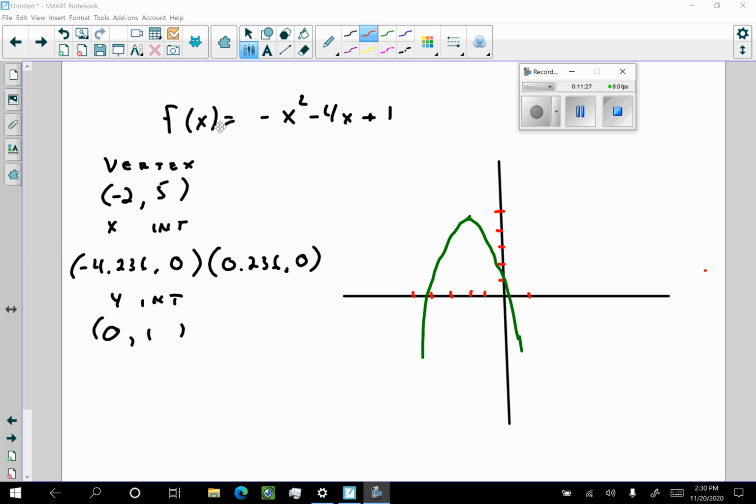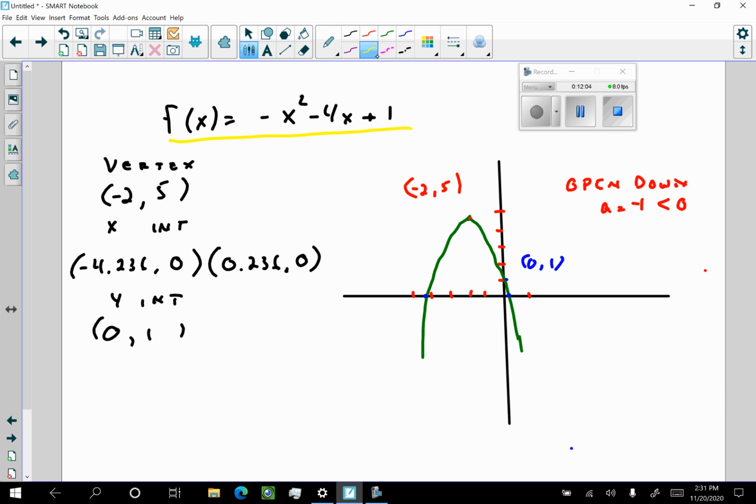The vertex, and I'm looking at this, I'm analyzing this function. The vertex is negative 2, 5. Bam, right here it is, negative 2, 5. The graph does open down. Why does it open down? Because a, which is equal to negative 1, is less than 0. I have my x-intercepts here. That's a little bit to the left of negative 4, a little bit to the right of 0. They're really hard to see, but you can see them right there. Just make sure you graph them appropriately. You got your y-intercept right there, 0, comma 1.